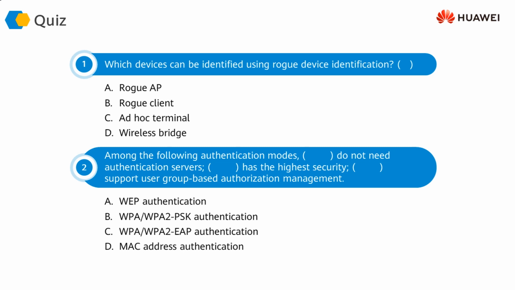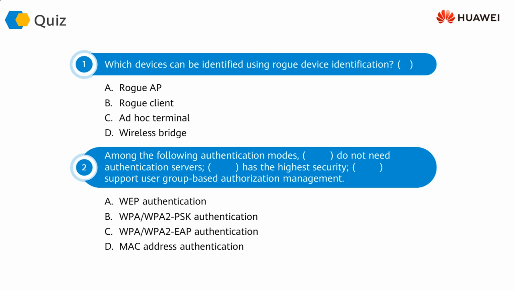Because pre-shared key is still easier to compromise. EAP is dynamic key exchange. So EAP authentication is the most difficult to break, or the most secure. So the correct answer is C. So we have A and B here, and we have C here. Okay, now the final one.